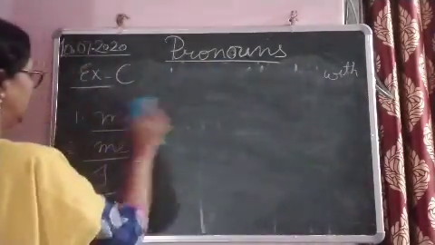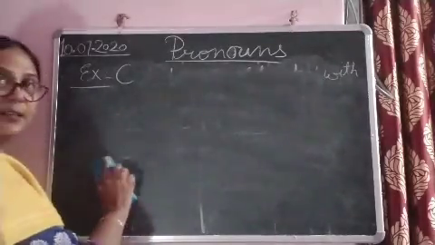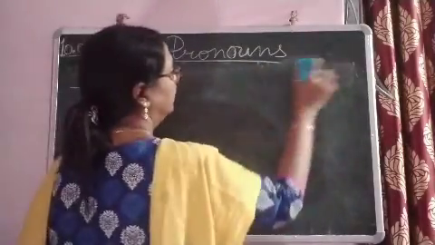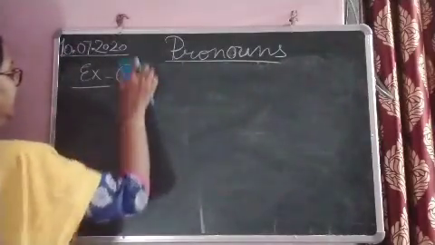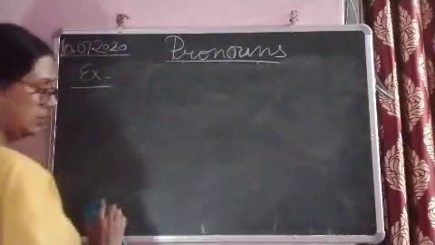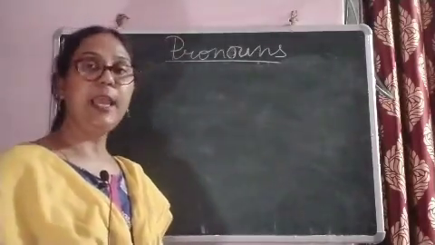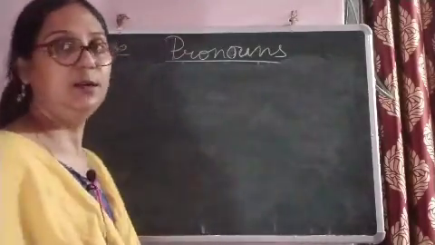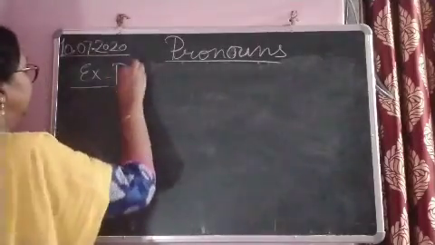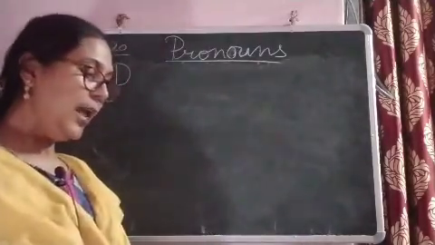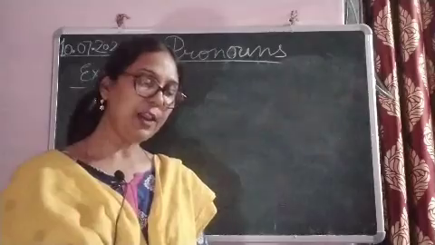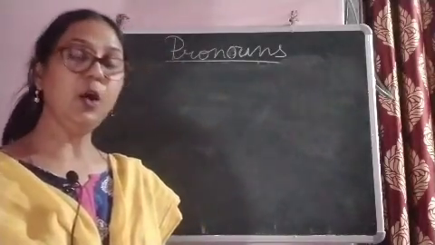Complete it in your book as well as in the copy also. Now we are moving to exercise number D. Exercise number D, fill in the blanks with we or us.